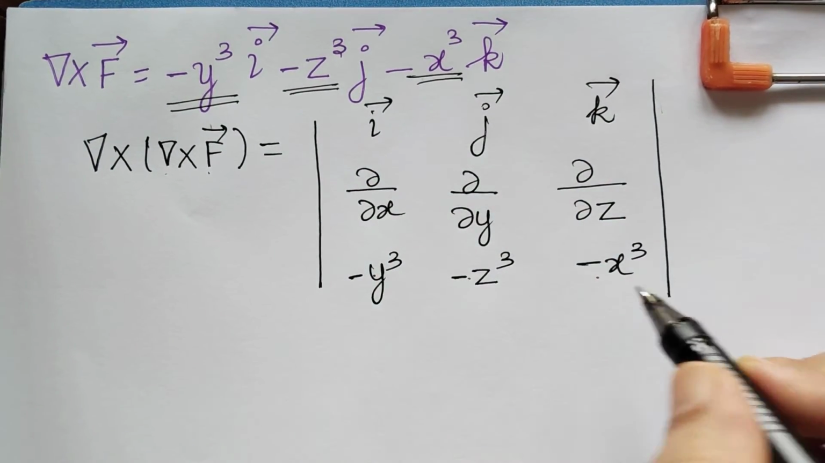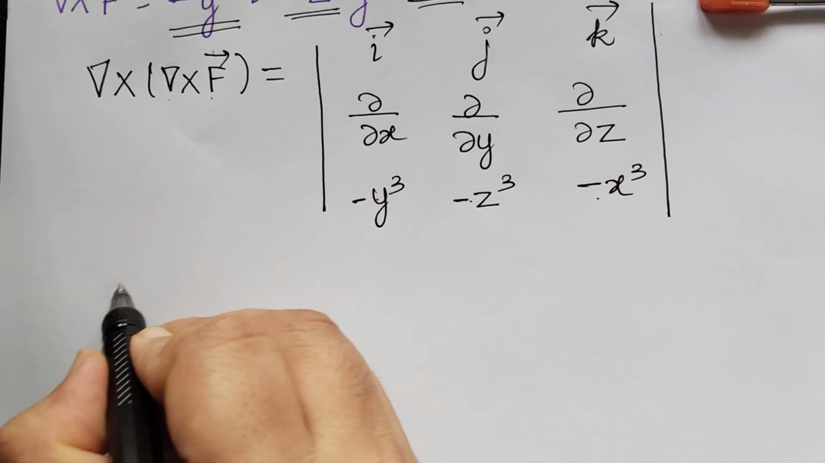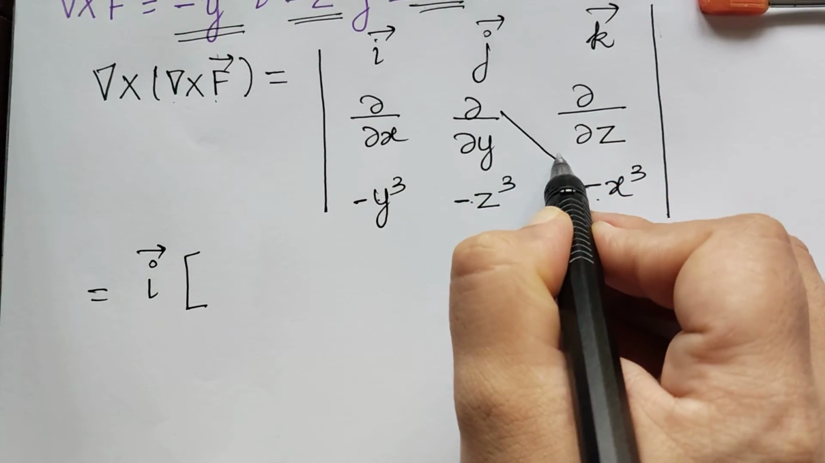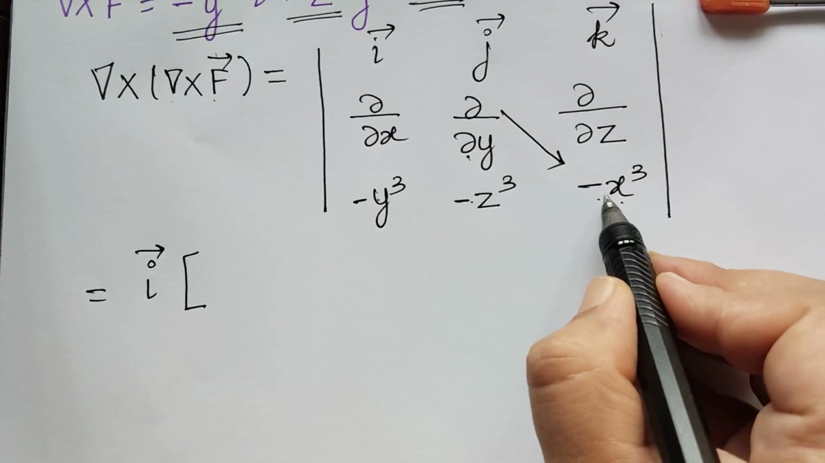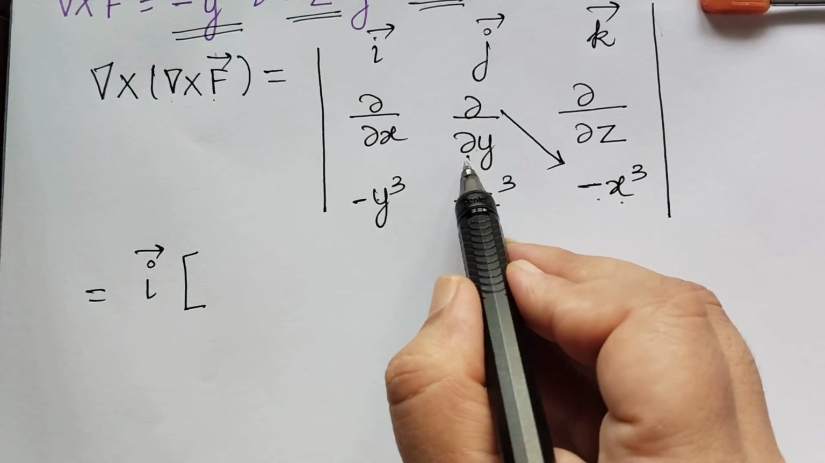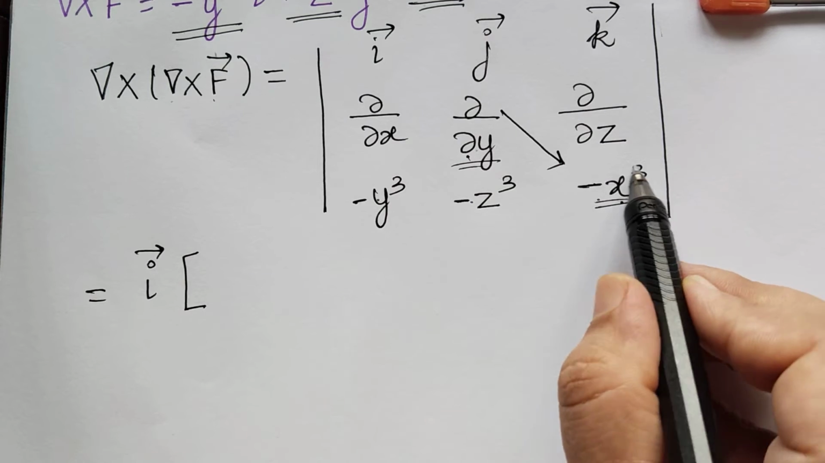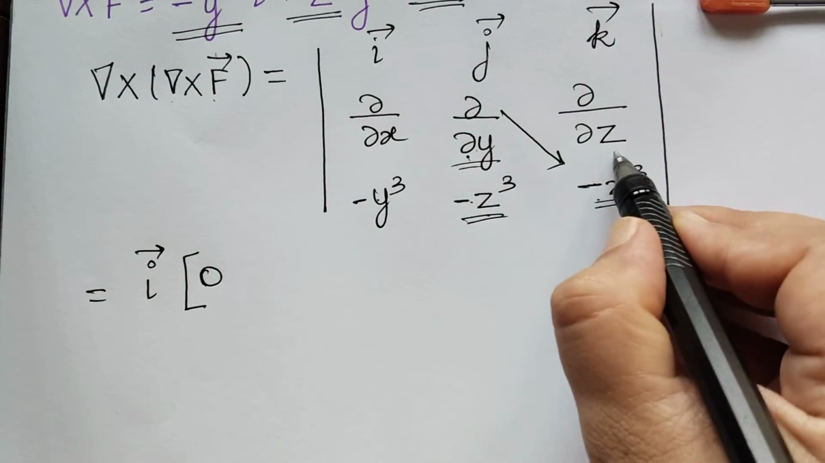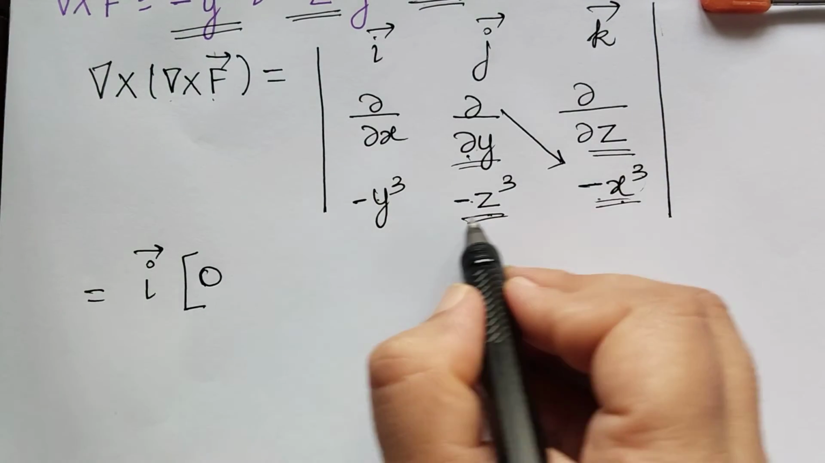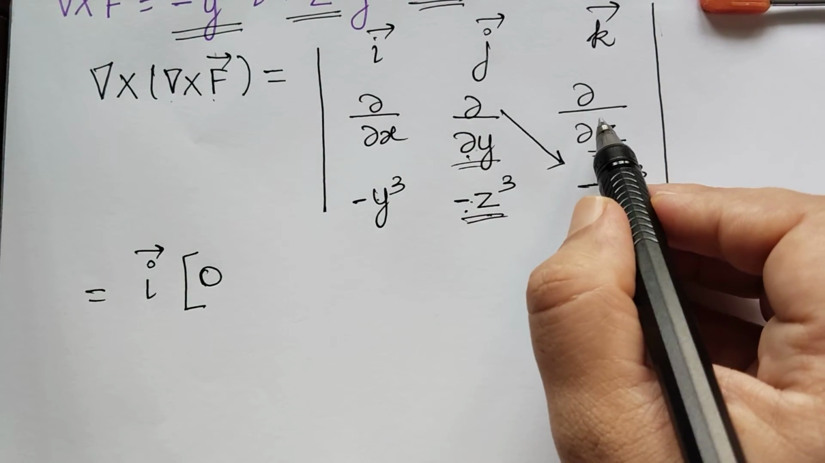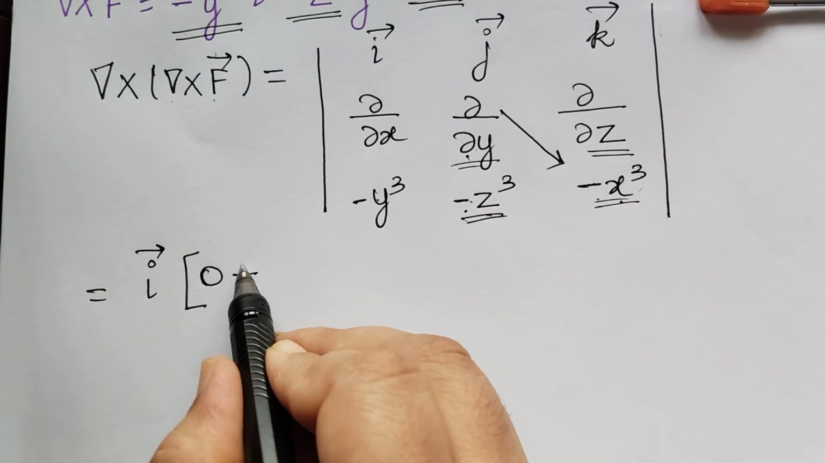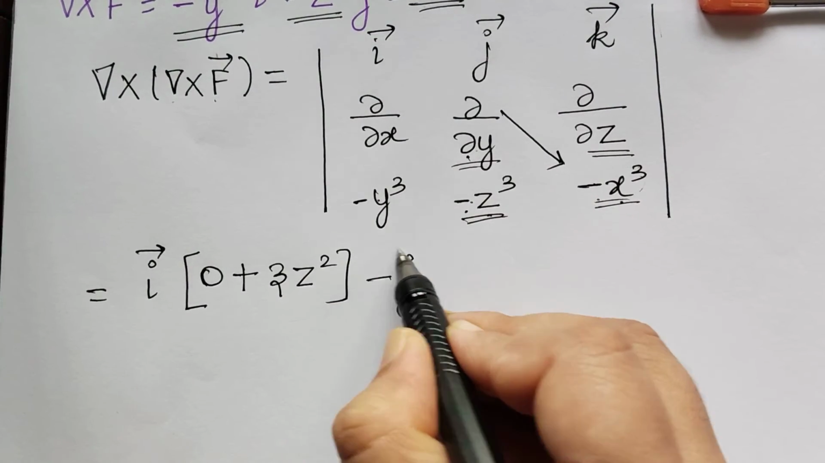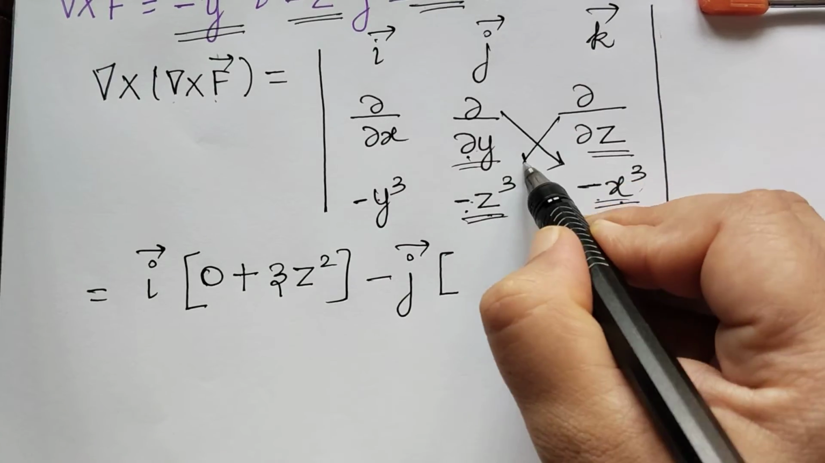Now as usual we have to find the determinant of this matrix, which will be equal to i vector multiplied with partial differentiation of this with respect to y. Directly I will do it. When we differentiate this partially with respect to y, as there is no y, it will be 0. Then partial differentiation of this with respect to z. We have only z over here and we have a negative sign, and it will actually be minus of minus, which will be plus 3z square, minus j vector multiplied with, so this and this is over.